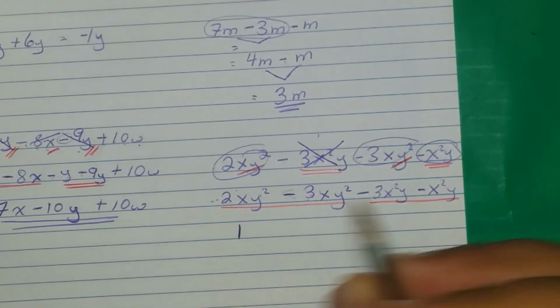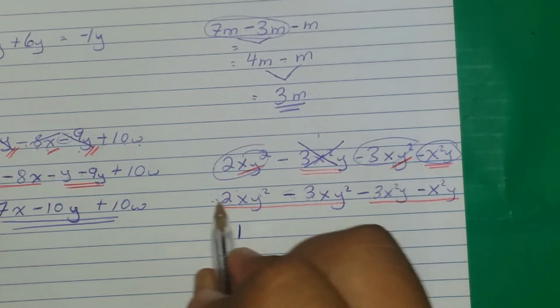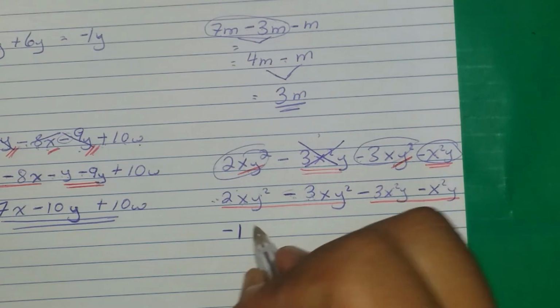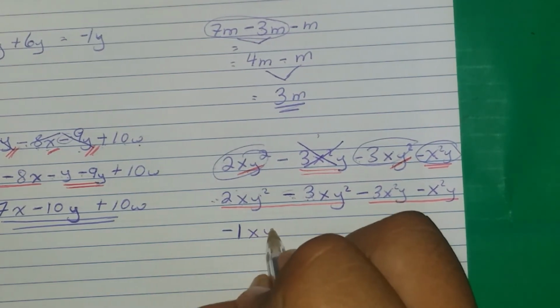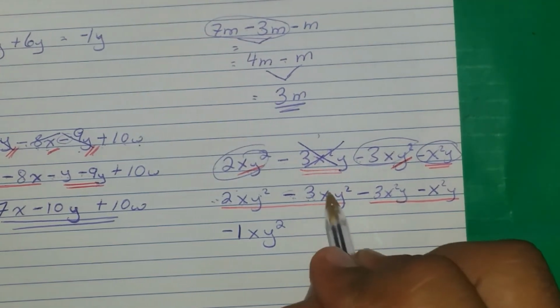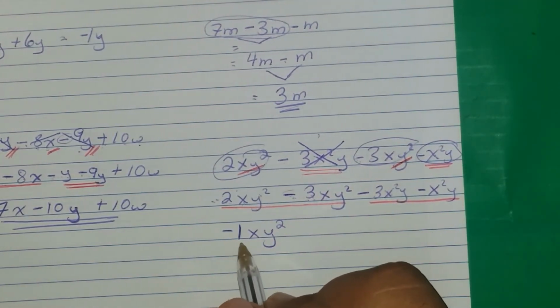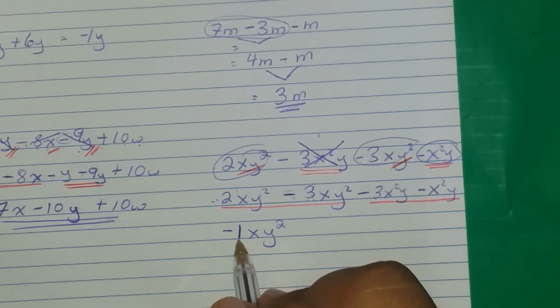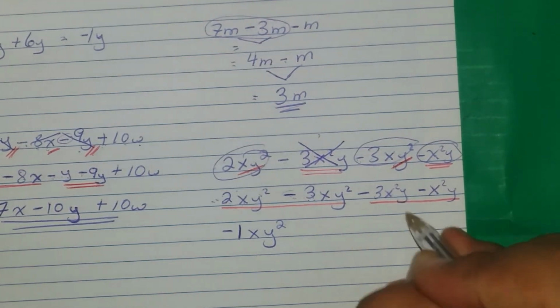That gives me 1. Which one is the larger number? It's the 3, and it has a negative. So that's going to be a negative there. And we add in the x followed by the y squared, right? So this works out to be negative xy squared. If you want, you put the 1, and if you don't want, you remove it.